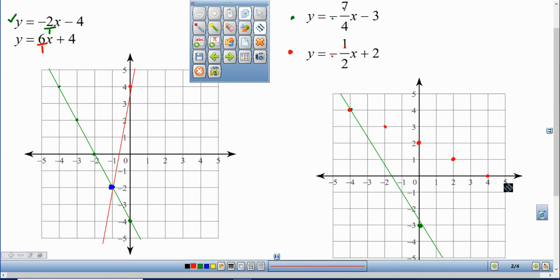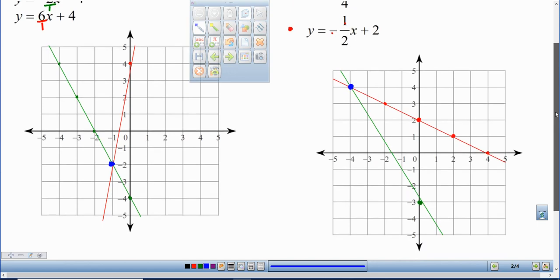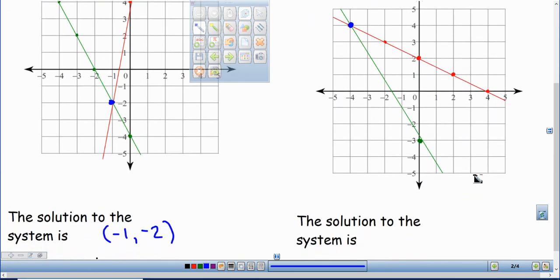And I will also find my intersection right here. And so that blue dot is on both lines, which means it is a solution to both equations and thus making it a solution to the system. So what is the ordered pair there? Well, it's a negative 4, positive 4.